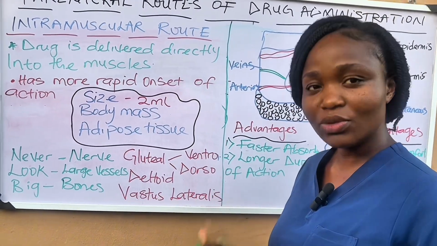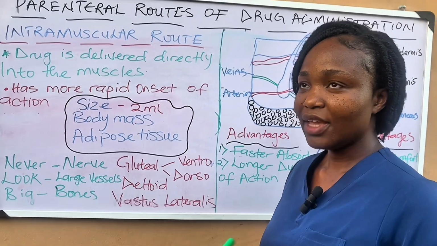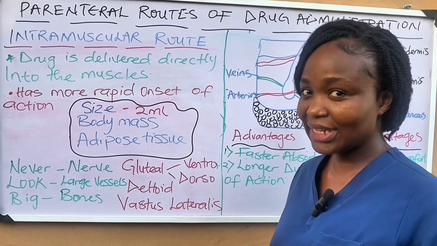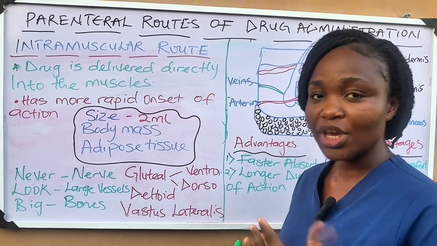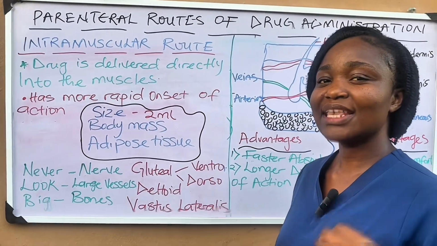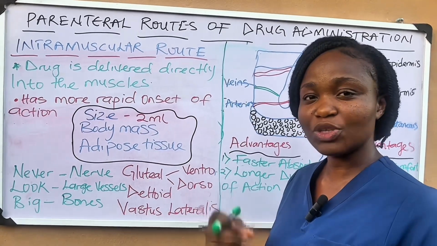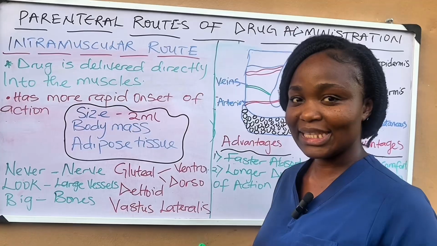The dorsogluteal is not a preferred site. It's mostly used for children, but recently, it has been stopped in some countries. The reason is that the dorsogluteal has a greater risk of sciatic nerve damage if a drug that was supposed to be administered intramuscularly gets into the nerve.